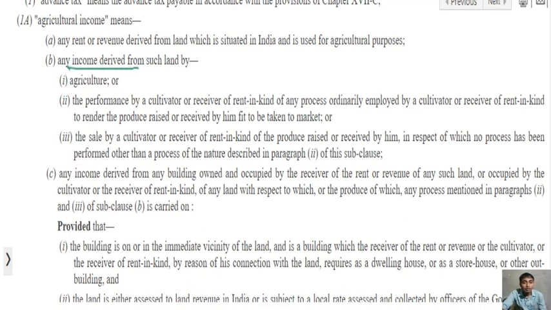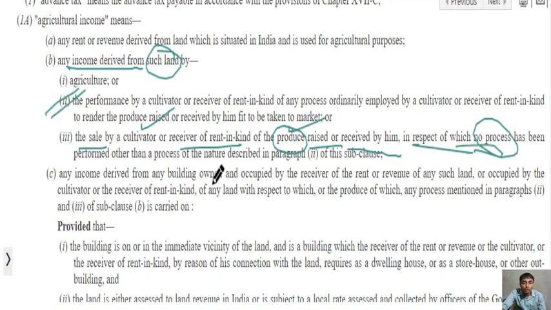Again, agricultural income means income derived from agricultural land by sale of produce raised by the cultivator or received by the receiver of rent in kind, in respect of which, that is in respect of that produce, no process other than the process referred to in para 2 has been performed.